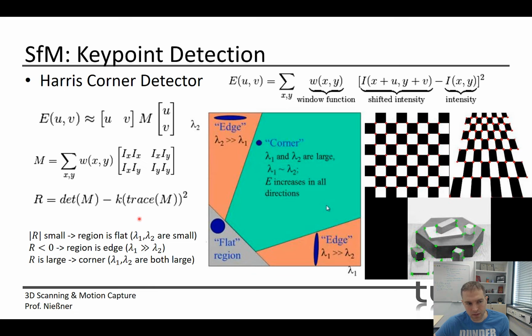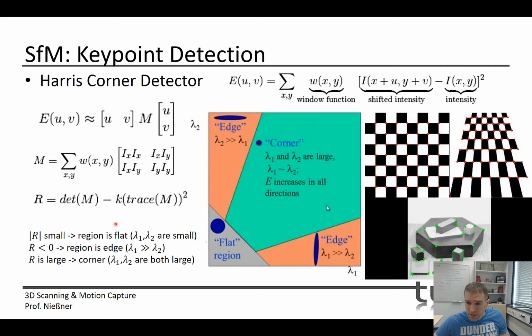So basically, in other words, what this is doing is looking at the eigenvalues of this matrix M. The idea is that if both of them are small, that means there's not a lot of variety in this window function here, right? If you have a lot of variety, you're going to get large eigenvalues. If only one of them is large, then you know it's going to be an edge. And if both of them are large, then it's going to be a corner point, right? Then you have variety in both X and Y dimension.